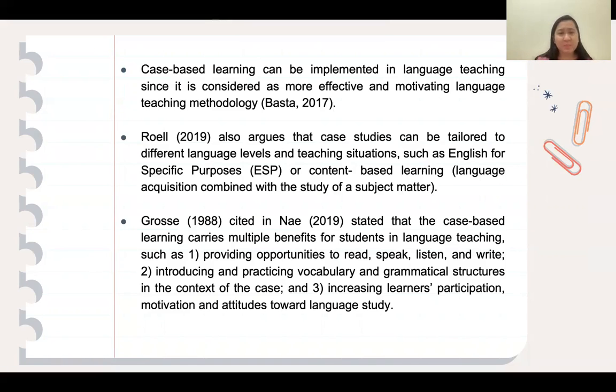So based on these benefits, I think case-based learning is very effective to be implemented in language teaching, I mean.